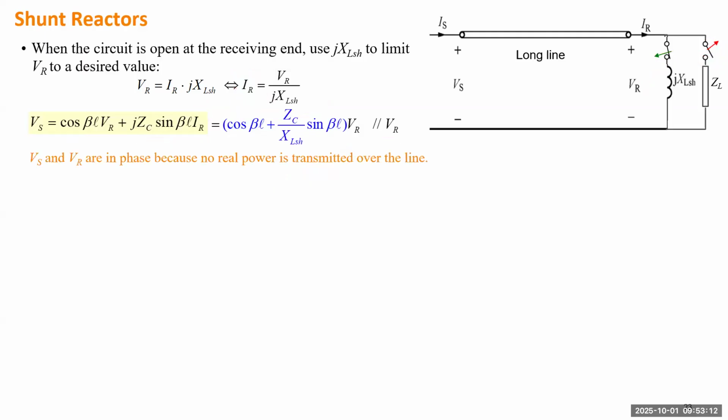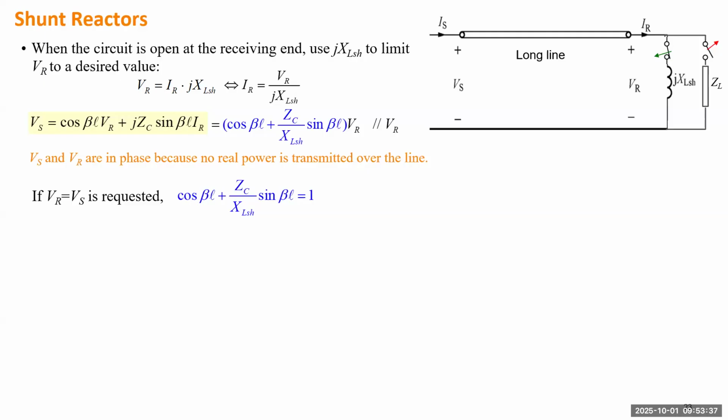So we move further. So that makes sense because right now we don't deliver any active power over the line. In order to deliver active power over the transmission line, you need to create the angle difference between the two ends. But right now there's no active power. So the VS and VR can be parallel. They have the same phase.